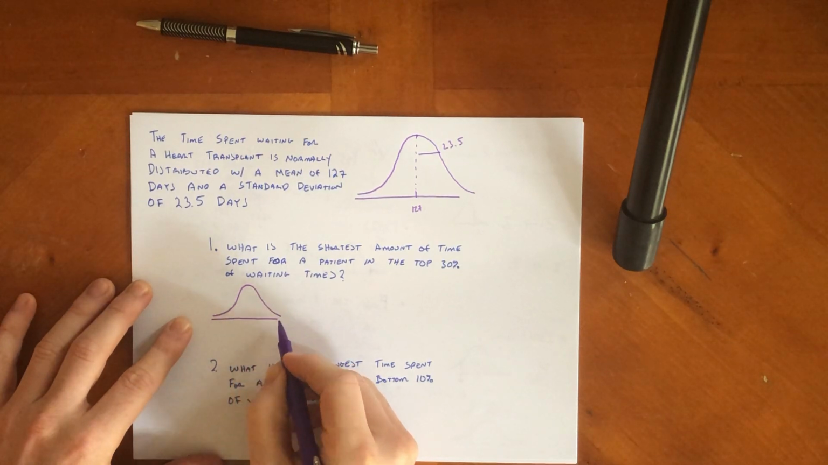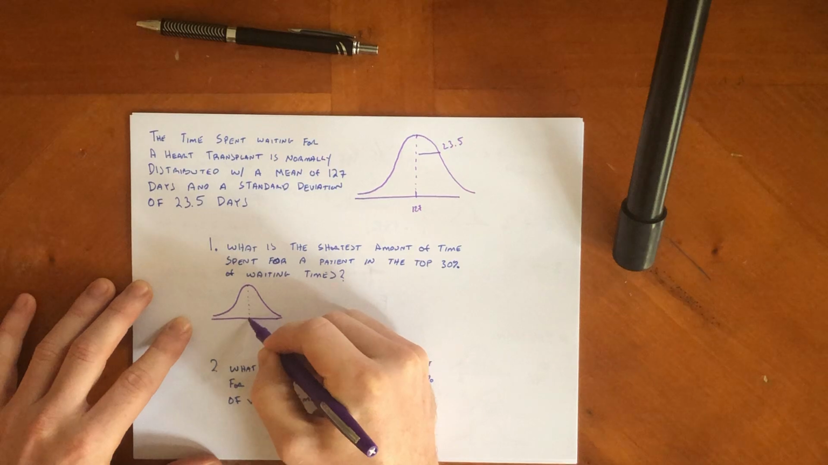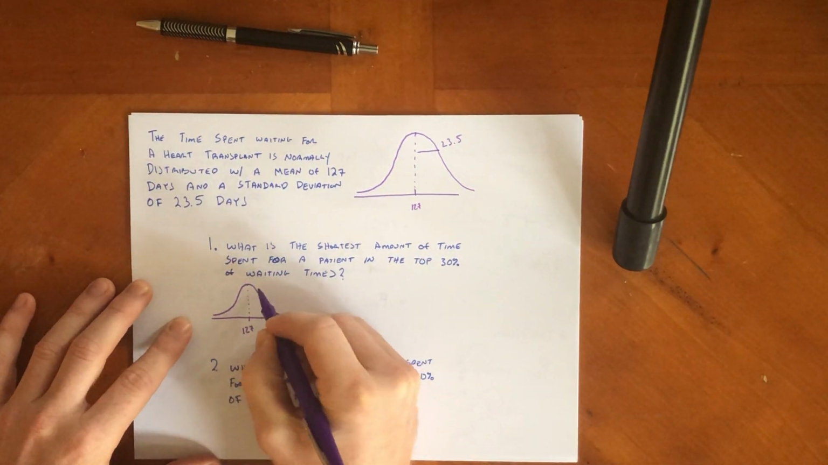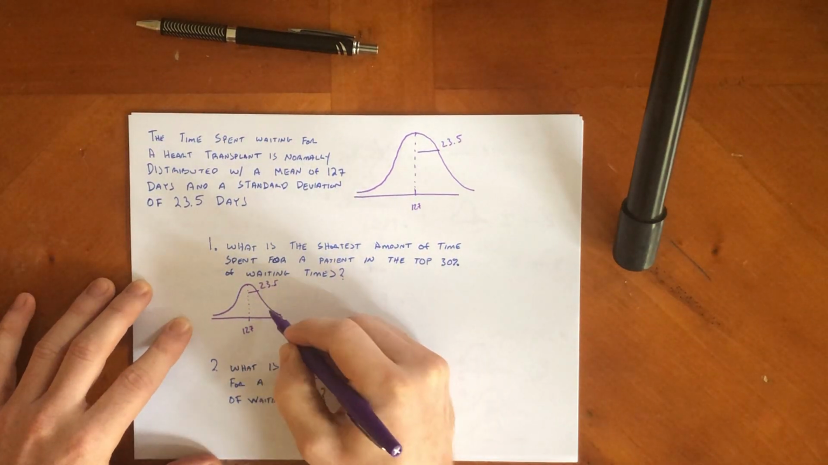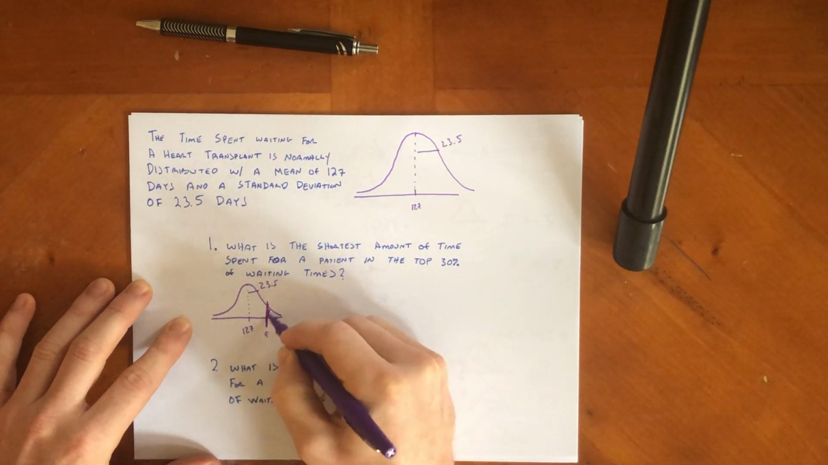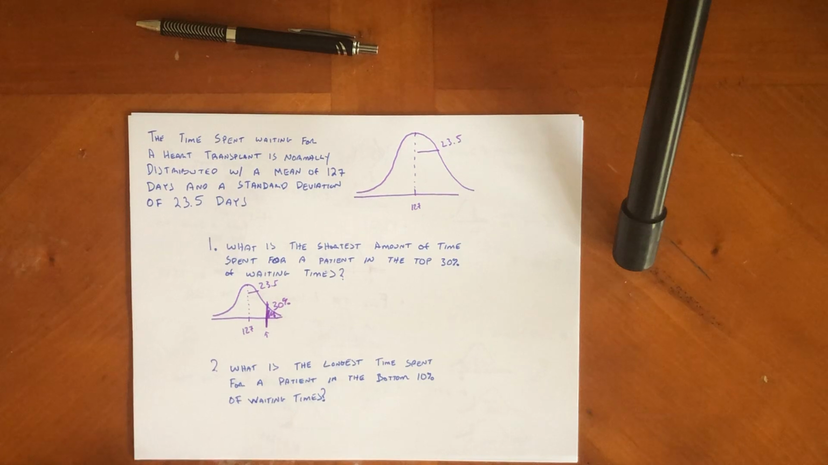So there's probably a couple different ways to do it. If you're clever, you can do this all in one button on the calculator. I don't know if I'm going to teach that to you though. Maybe I will. 23.5. And we want to find out what number goes here so that 30% is in the top.